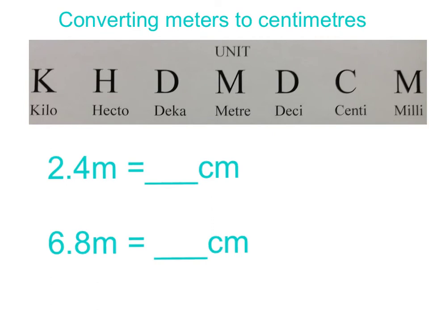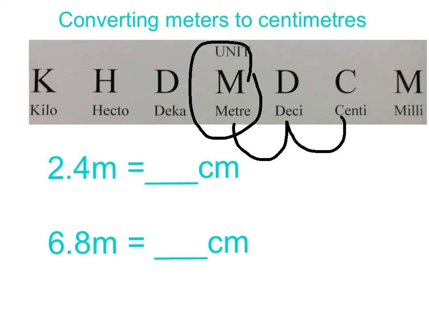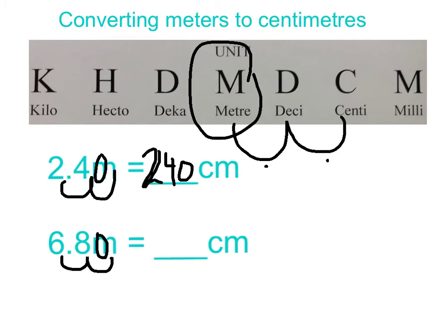Converting meters to centimeters. When we convert with a decimal, we move the decimal over the amount of places from meter to what we convert to. So when we convert to centimeters, we move it over 2 places because that's how many jumps we have to go. So we'll move this over 2 places, and we have a 0 there. It's 240 centimeters. Next, with 6.8 meters, we'll do the same because we're still converting to centimeters. So if we move it over 2 places and we put the 0 there, it's 680 centimeters.